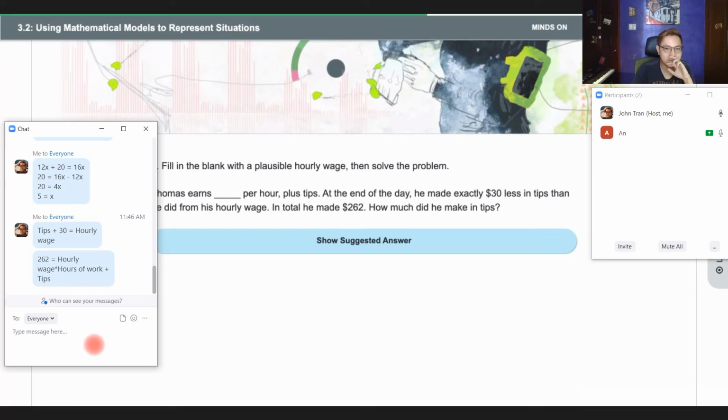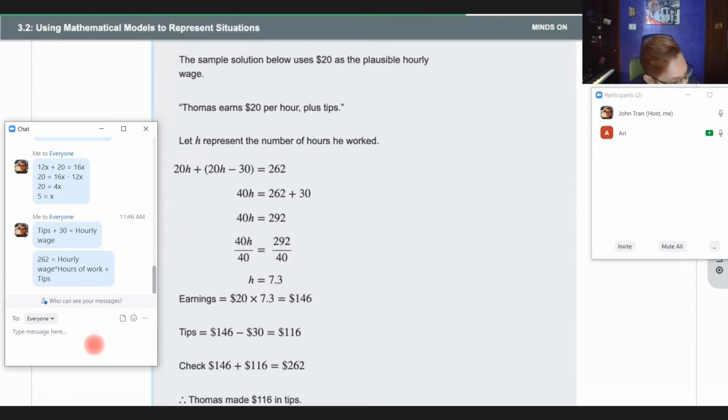I feel like this is weird. It shouldn't be this difficult. I feel like we lack the number of hours of work that he did. Otherwise, we would be able to solve this one. Maybe. Okay, let's just see the suggested answer. This is real weird.